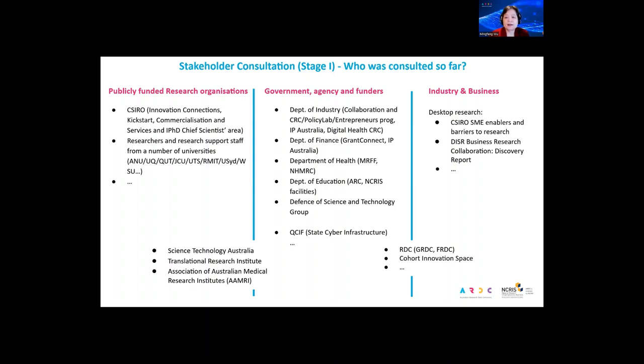So on this slide are the organizations we have consulted in our stage one consultation. We will conduct these consultations throughout the project, but here is what we found from stage one. In stage one, we talked to publicly funded research organizations such as CSIRO and universities, and government agencies and funders. For example, we talked to people from the Department of Industry, Department of Finance, Health and Education, and funders like ARC and NHMRC. For the business sector, we haven't had a chance to have individual person-to-person talks, but to understand that sector, we based our work on desktop research.